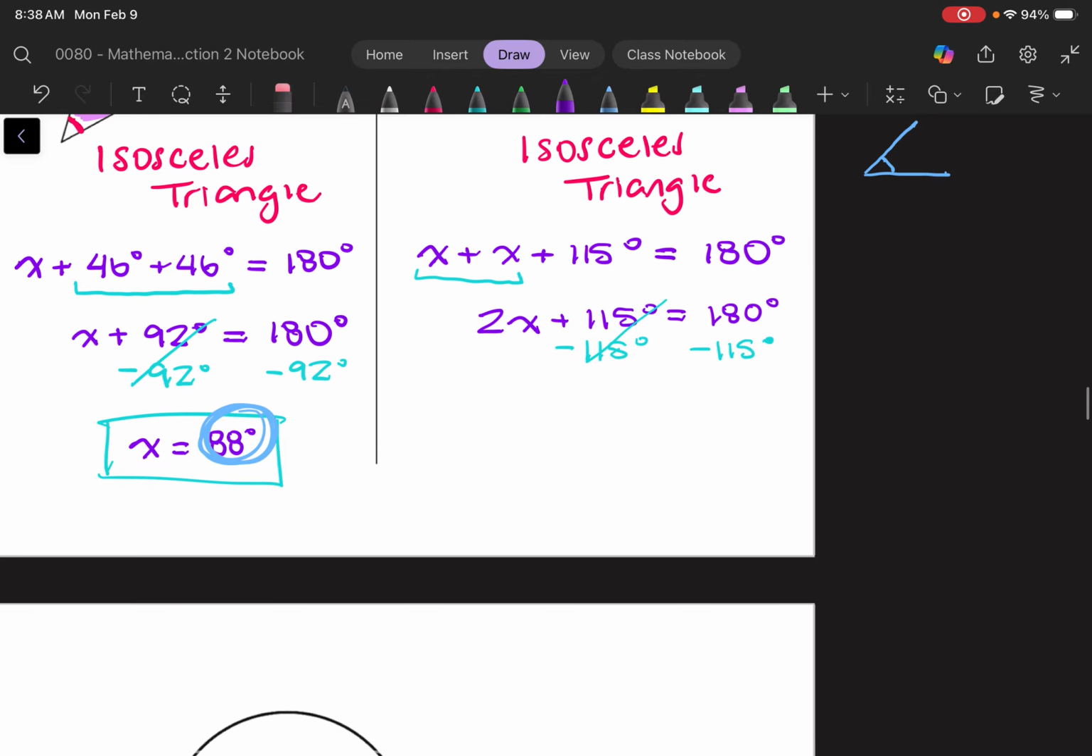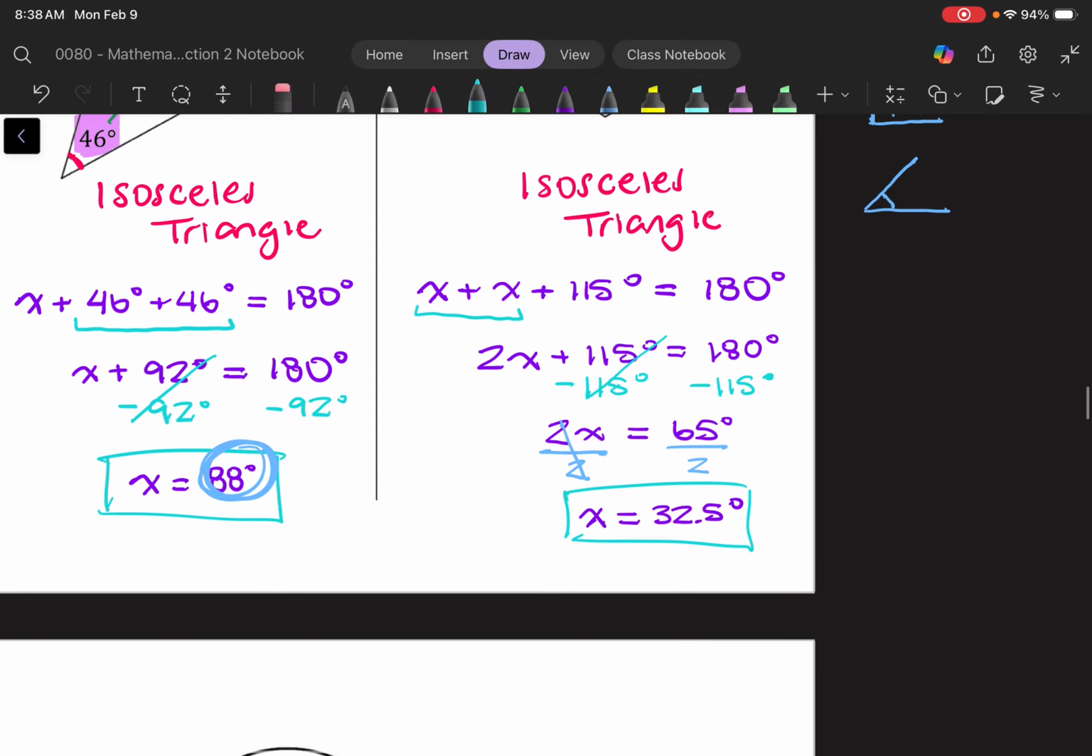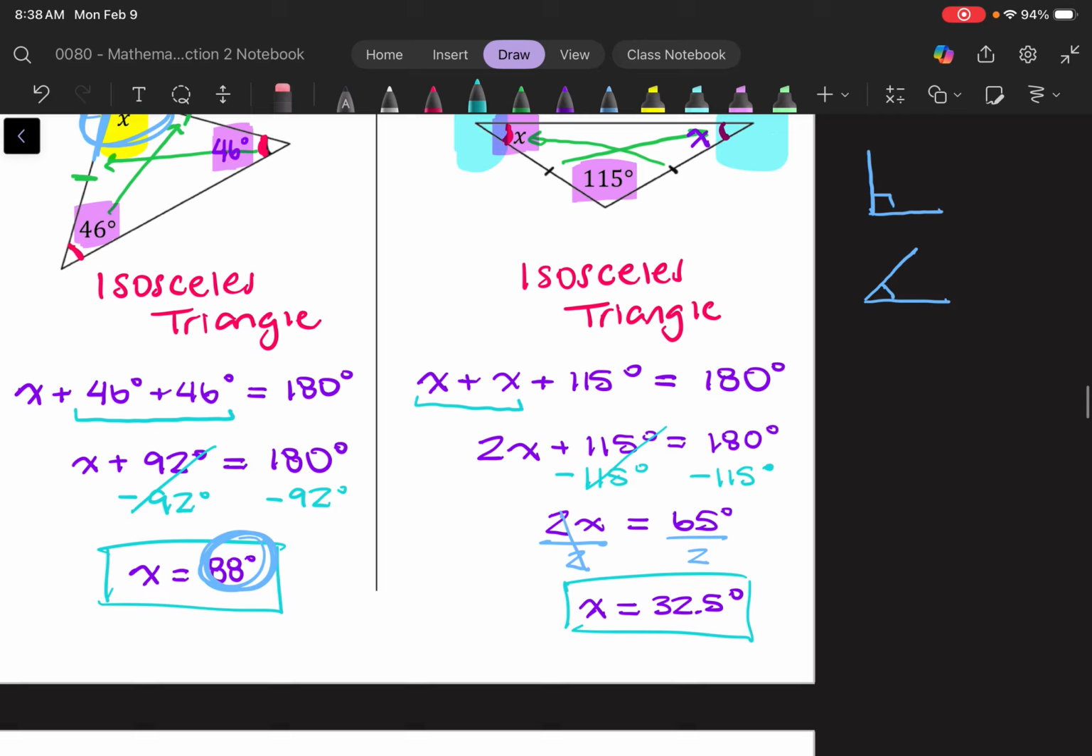You could use a calculator, but this could also be done using mental math. When I subtract 115 degrees from 180 degrees, I get 65 degrees. And x isn't alone yet. I still have to divide both sides by 2. And when I do that, I get x is equal to 32.5 degrees. Now, when I look at my answer, that makes sense. It's an acute angle. And I said it was probably just less than half of a right angle. I guessed it was going to be less than 45. Now, did I know exactly how much less? No. But at least that number isn't ridiculous.